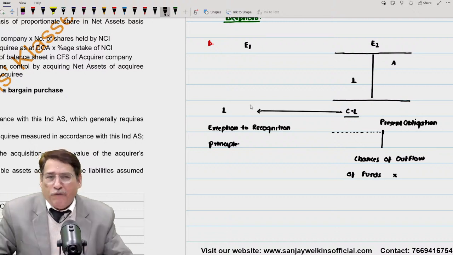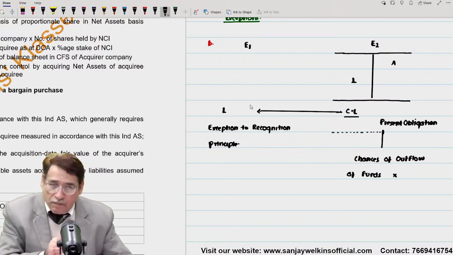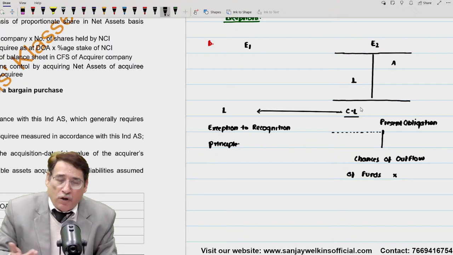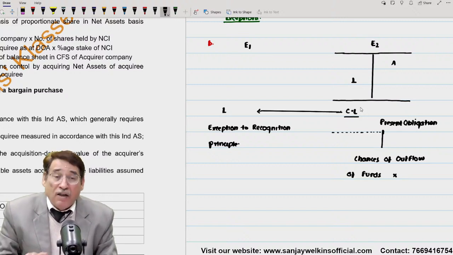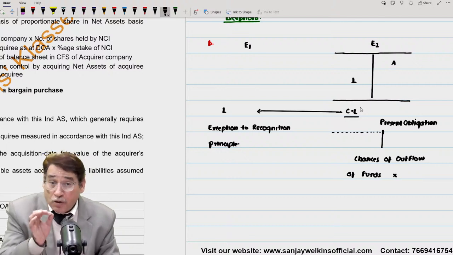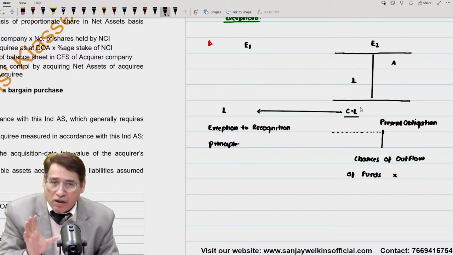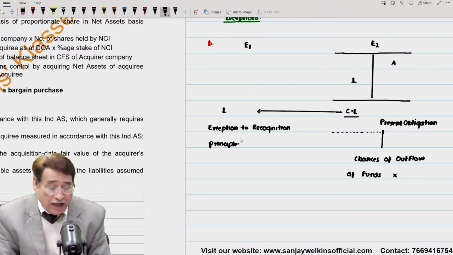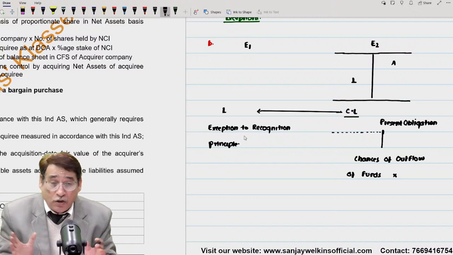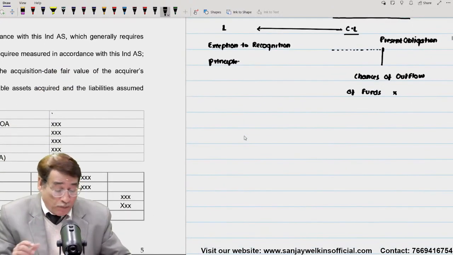So in simple words, if an item of the acquiring company is not appearing in the balance sheet and still we are recording it, of course as a liability or as an asset, then it is known as an exception to recognition principle. Is it clear to you or not? So in the light of Ind AS 37, we will have to recognize this item, irrespective of outflow of funds. This is a very important point.